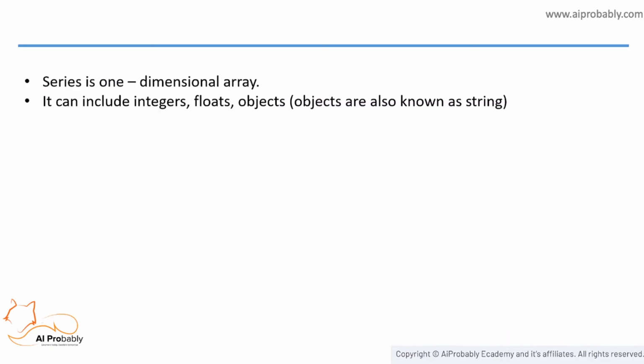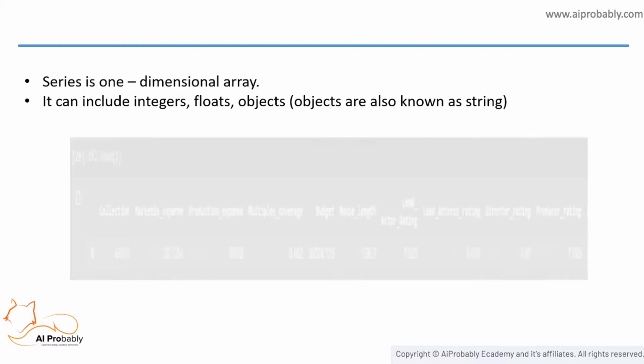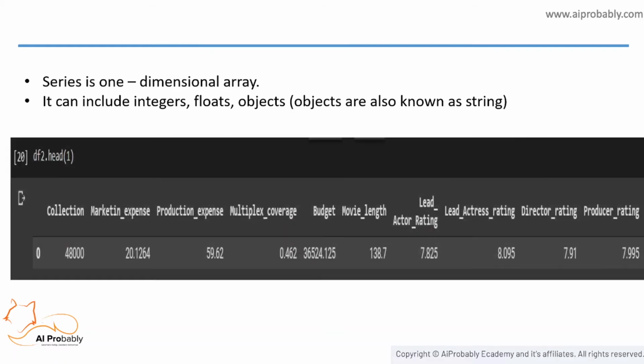Series is nothing but a 1D array and consists of 1 row and various columns, or it can also consist of 1 column along with various rows. It can include integers, floats, and objects, where objects are also known as strings, but strings are called objects in the Pandas data frame. So this is an example of how a series would look like, which is a 1D array.